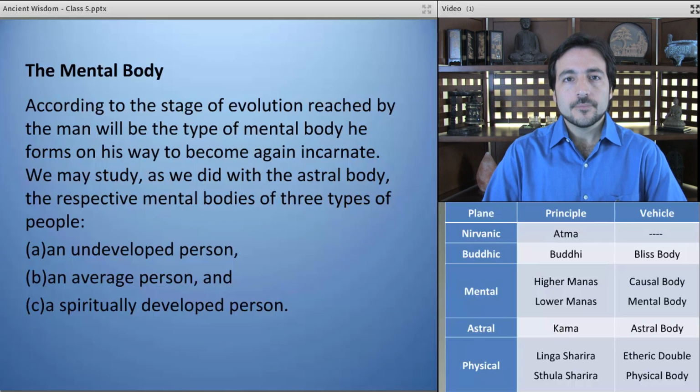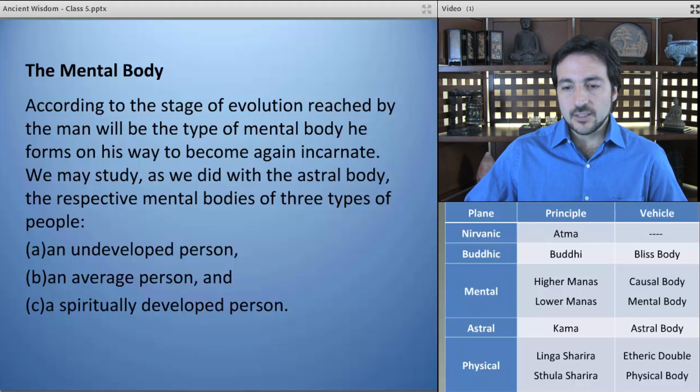The mental body, according to the stage of evolution reached by the man, will be the type of mental body he forms on his way to become again incarnate. We may study, as we did with the astral body, the respective mental bodies of 3 types of people: an undeveloped person, an average person, and a spiritually developed person.